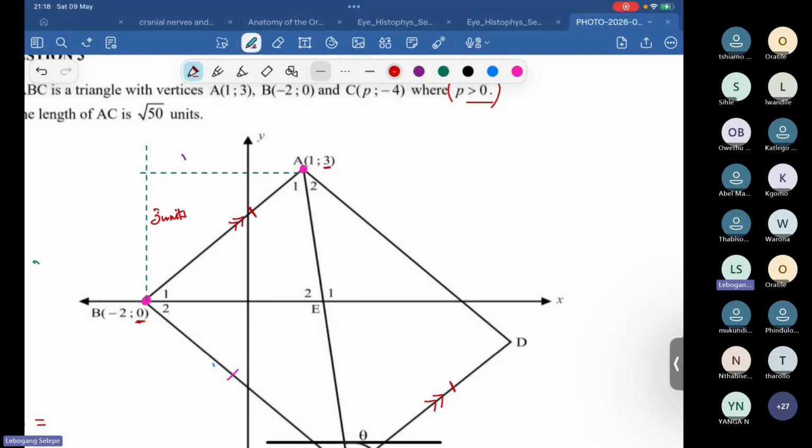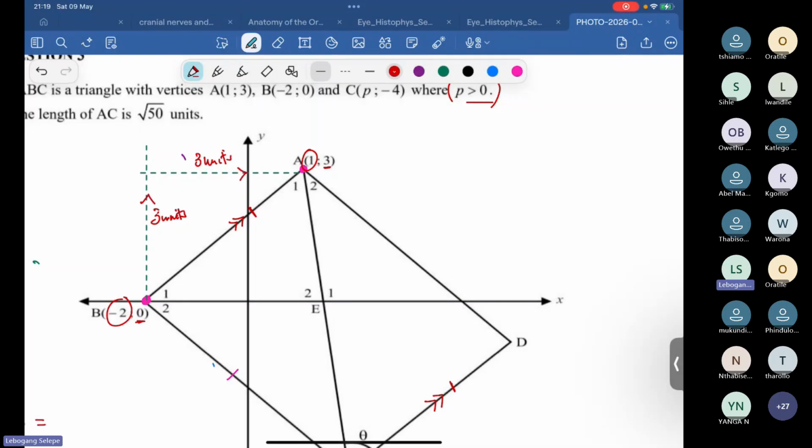So it's 3 units. Now, how many units am I moving horizontally from B to A? It's still 3 units, right? Why is it 3 units? I'm moving from negative 2 to 1. So if I add 3 to negative 2, I'm going to get 1. So it's also 3 units. Do you guys see that? Can you see that I'm shifting the point B 3 units up and also 3 units to the right to get to A? Because I'm moving like this and moving like that.